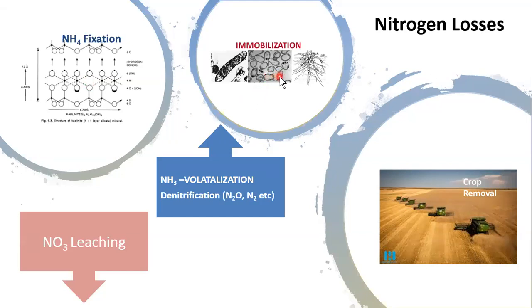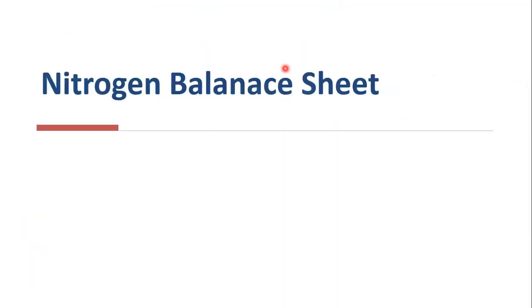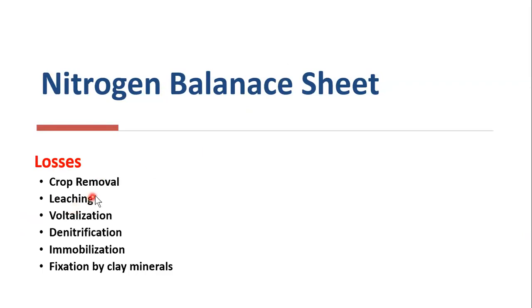Immobilization: if the microbes take nitrogen, they convert it into organic form. So they are converting inorganic to organic, which is not a plant-available form. But this is also transient, because in the end they will be decomposed, and the nitrogen released can be taken up by the plants. So coming toward the balance sheet, we have losses: crop removal, leaching, volatilization, denitrification, immobilization, fixation by the clay minerals.